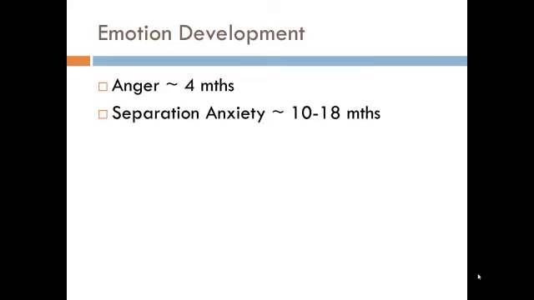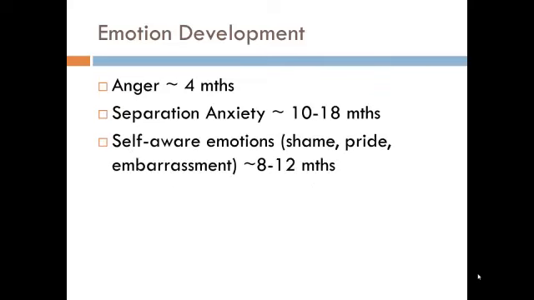At about 4 months, we start to see anger, anxiety in the form of separation anxiety at about 10 to 18 months. This is when babies become afraid of strangers. And then other self-aware emotions like shame or pride from 8 to 12 months. And these are those secondary non-universal emotions. It's not the case that every human being ever has experienced shame. That's very culturally taught.